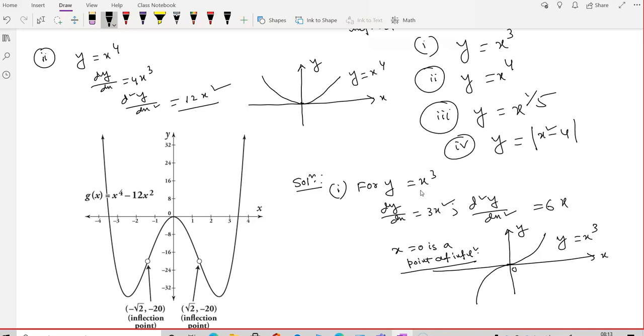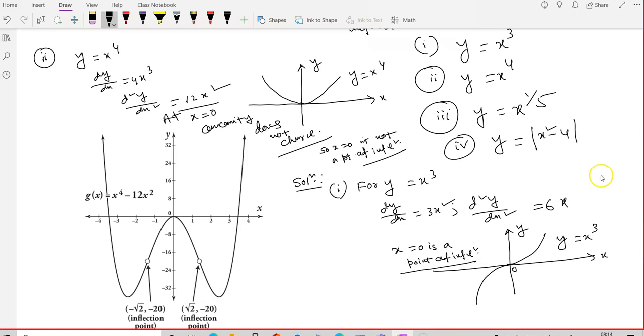This is the graph of y equal to x to the power 4. Here concavity doesn't change at x equal to 0. So x equal to 0 is not a point of inflection. Okay.